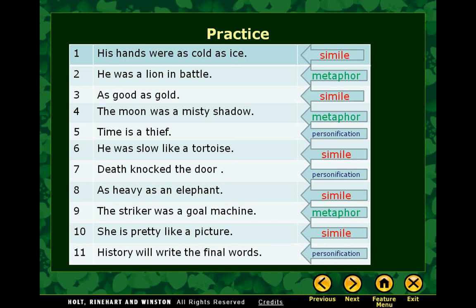I hope by now you understand the differences between similes, metaphors, and personifications, and I wish you all good luck. Thank you.